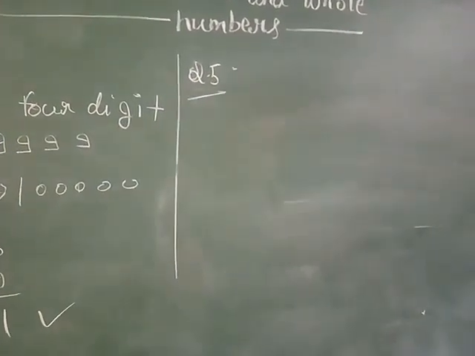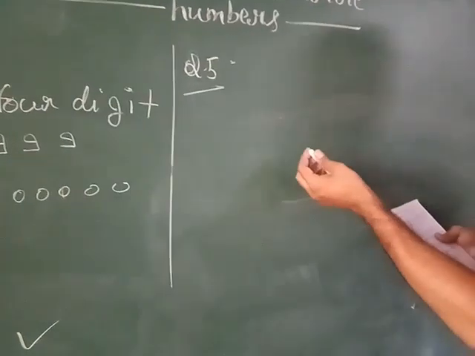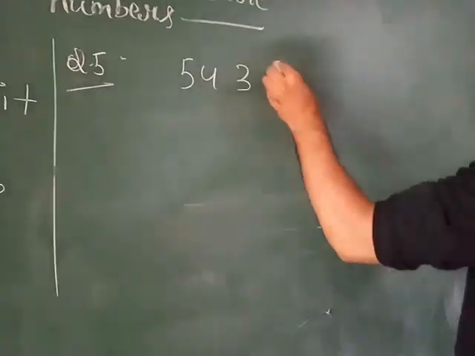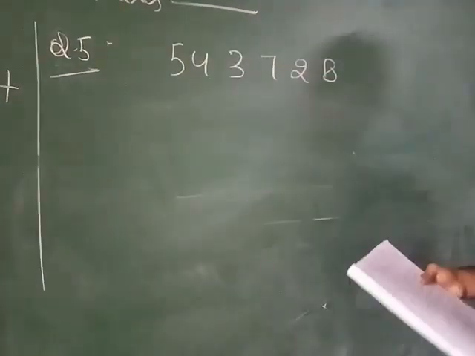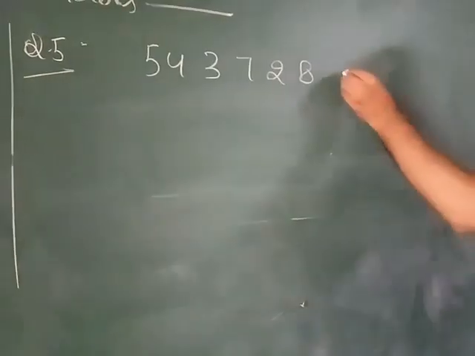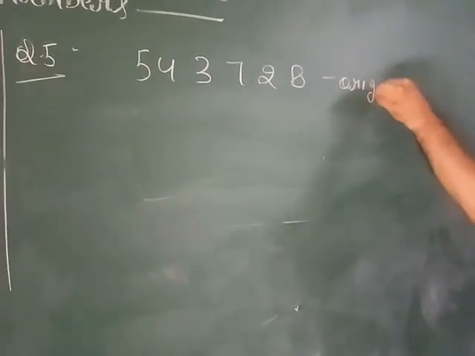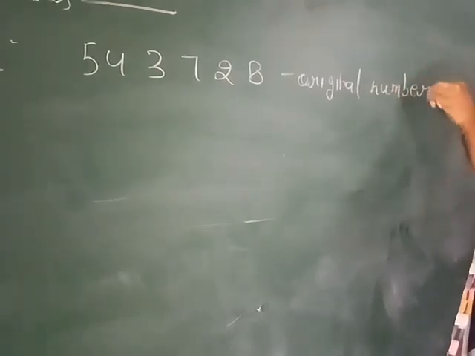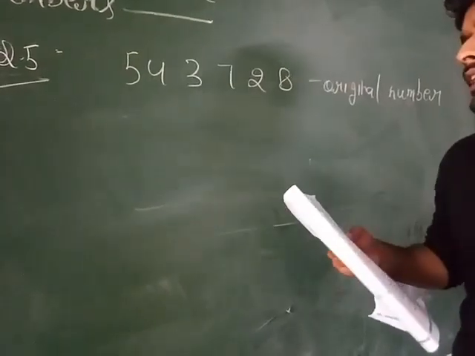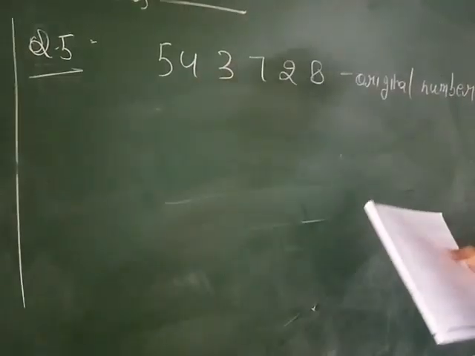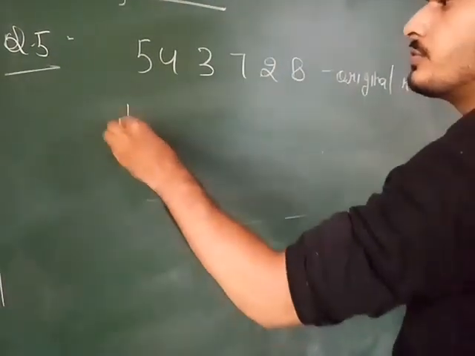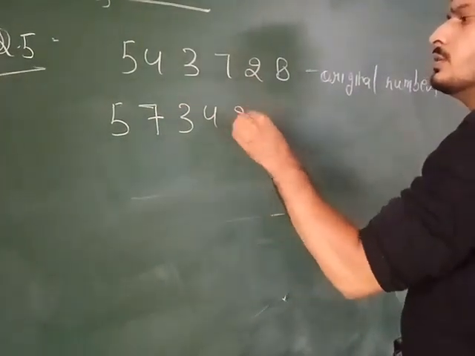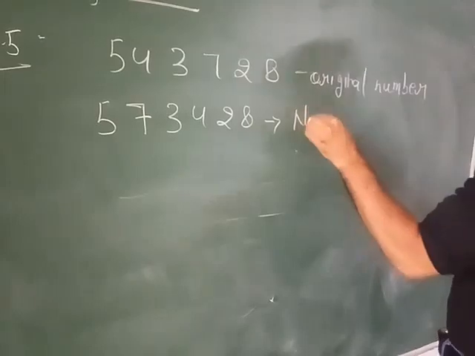The digits 4 and 7 of a number. There is a number 543,728. This is the original number. And we have to make a new number by interchanging the digits 4 and 7. So the new number will be 5, 7 in place of 4, 3 and 4 in place of 7, 2, 8. This is the new number.